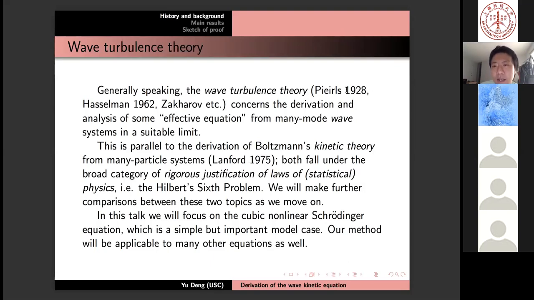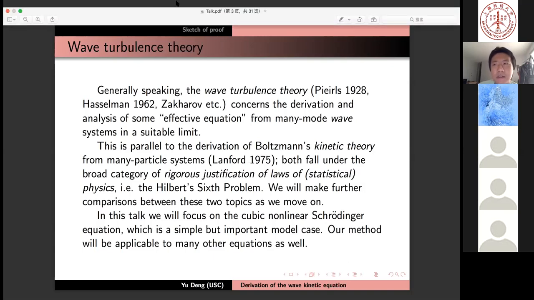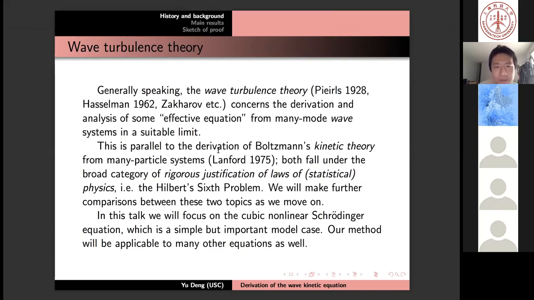Peierls in 1928, or some wrote in 1929, I'm not sure, and Hasselmann in the 1960s, and then Zakharov and collaborators made these contributions, making this into a significant subject. It concerns the derivation of an effective equation for many-mode wave systems in a limit. I'll explain what that is.